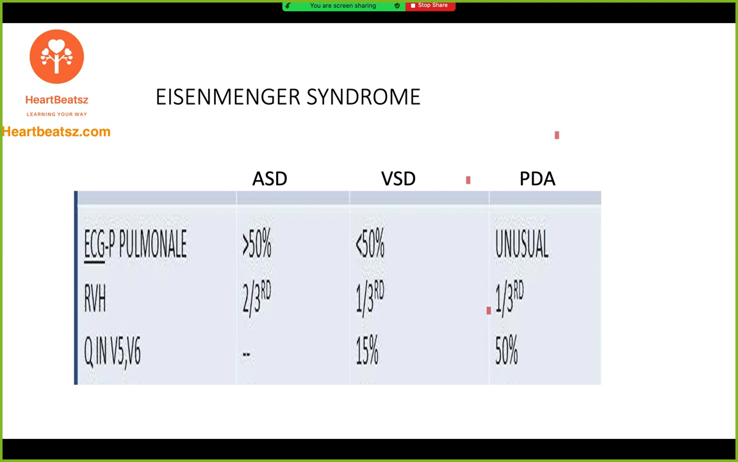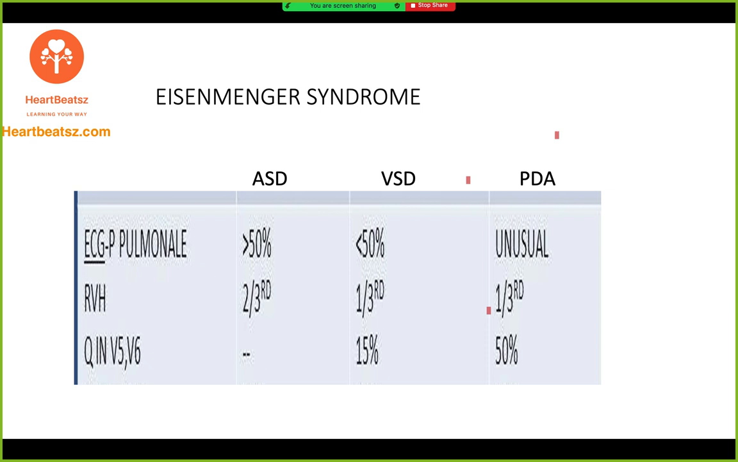So how about this Eisenmenger syndrome? We all remember, what is Eisenmenger syndrome? Okay, we'll speak about it sometime later. But common things, at least what we expect: ASD, VSD, and PDA, we are all aware that they are different entities. However, their presentation can be a bit similar.